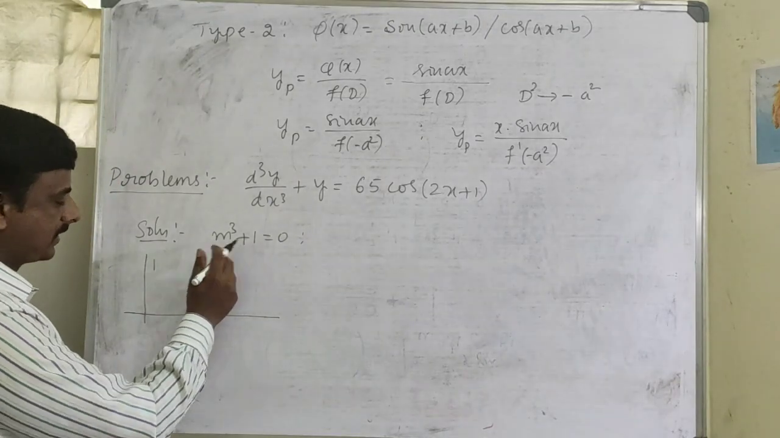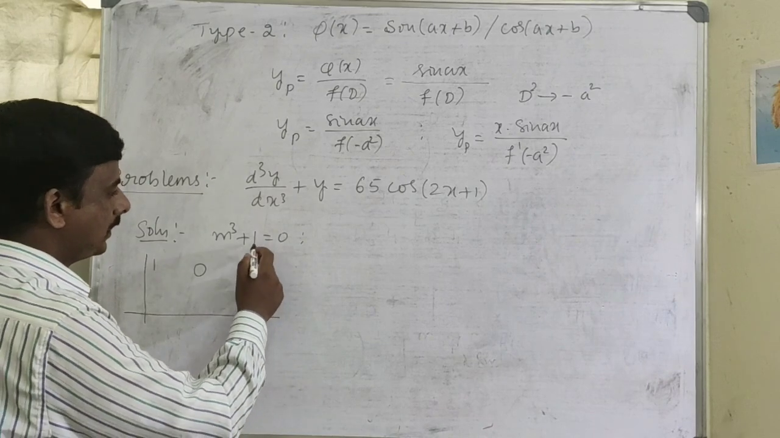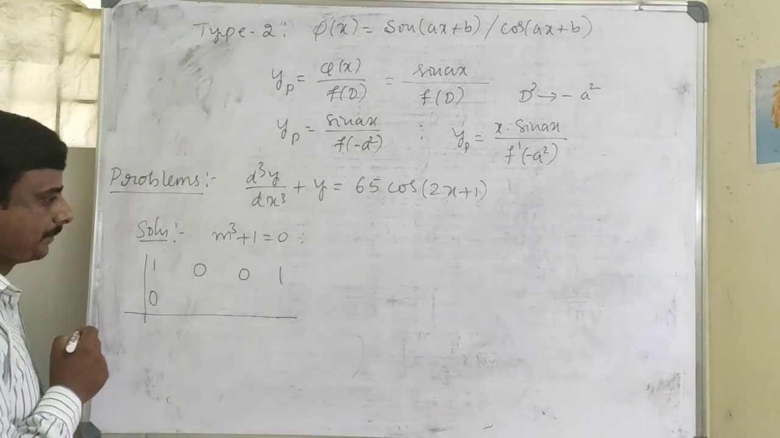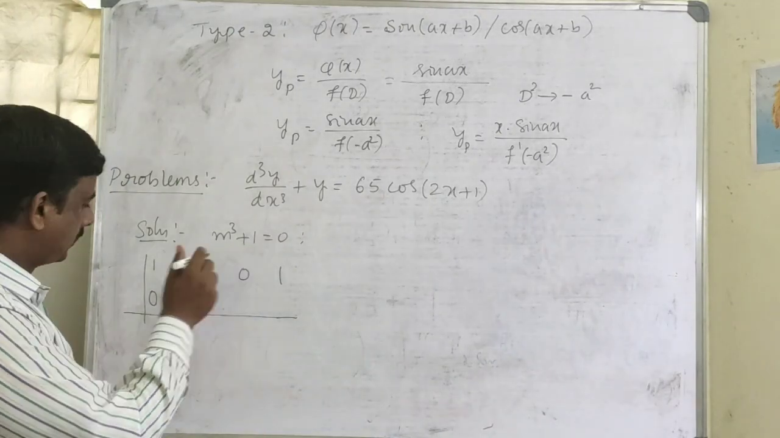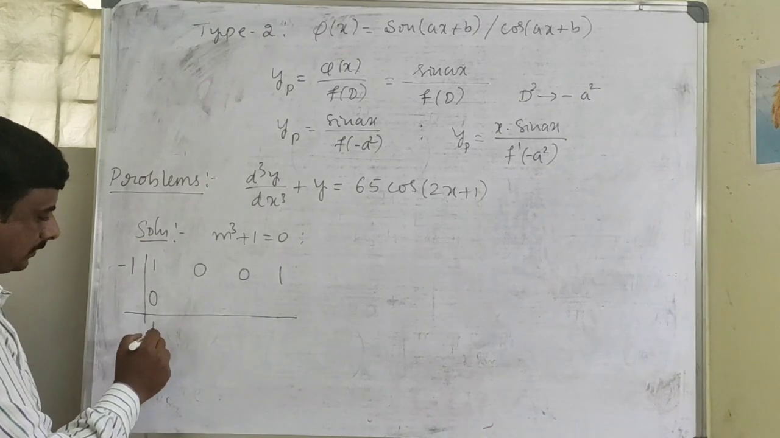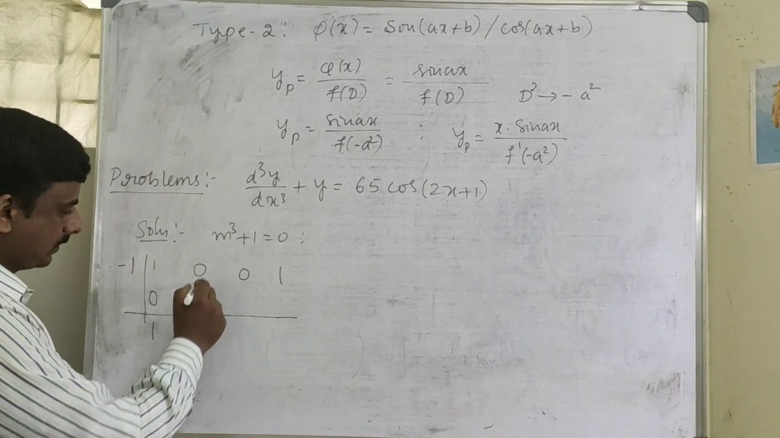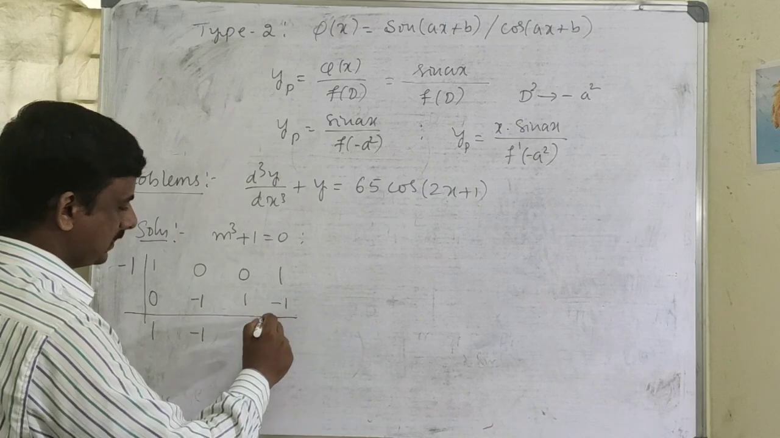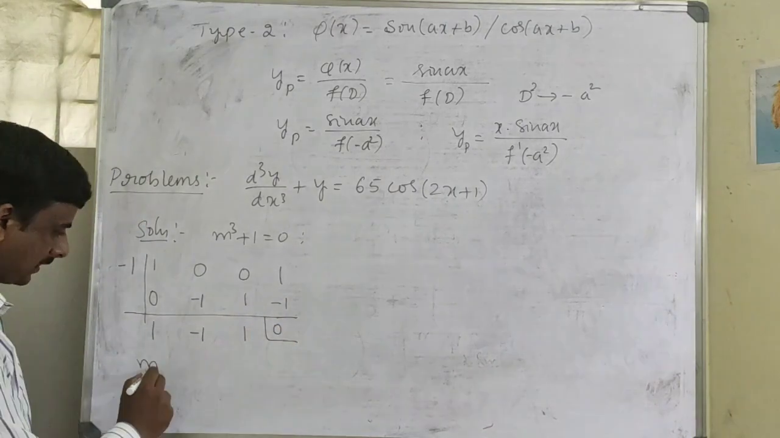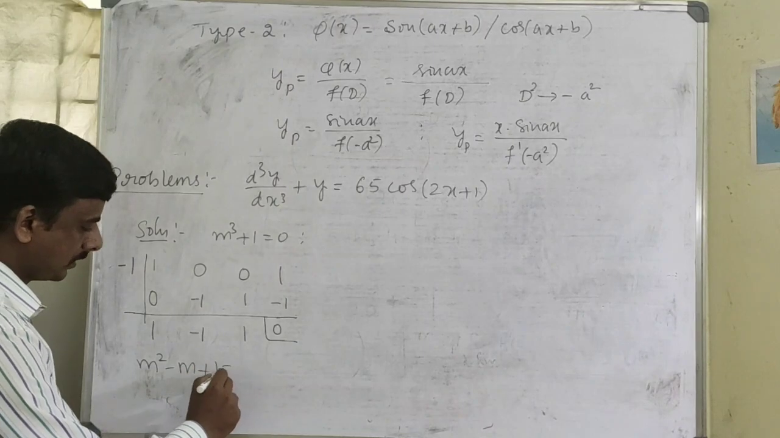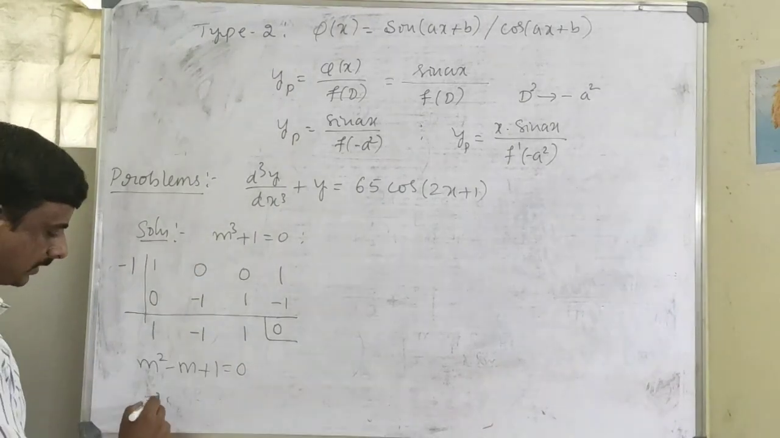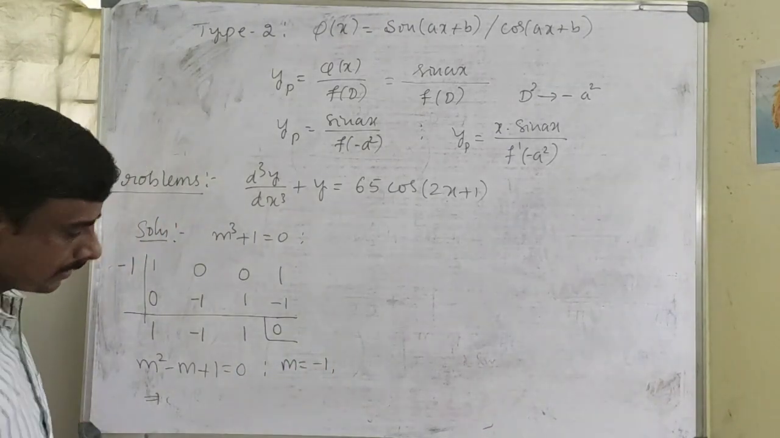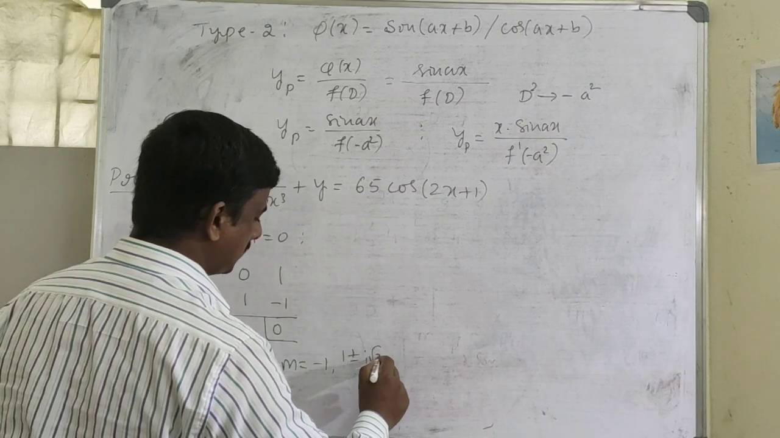Coefficient of m cube 1, coefficient of m square 0, coefficient of m 0, constant term 1. So here I should write 0. I already know minus 1 is one of the roots, that I will write here. So 1 into minus 1, adding these two, minus 1 plus 1, we get 0. So the next equation is m square minus m plus 1 equal to 0. Solving this, totally I will get roots m equal to minus 1 is one of the roots, other two roots are (1 plus or minus i root 3) by 2.